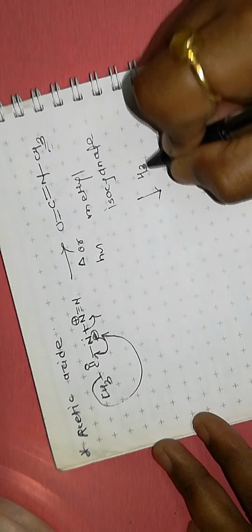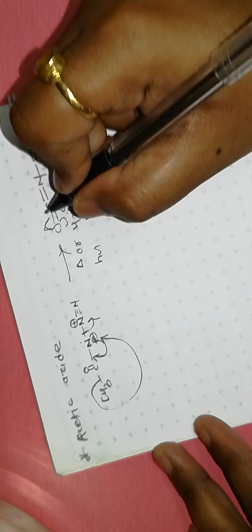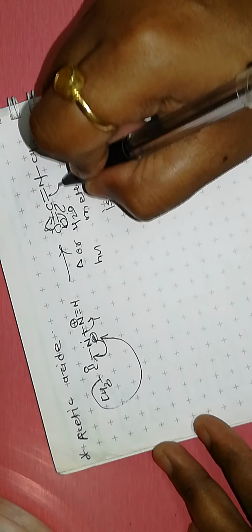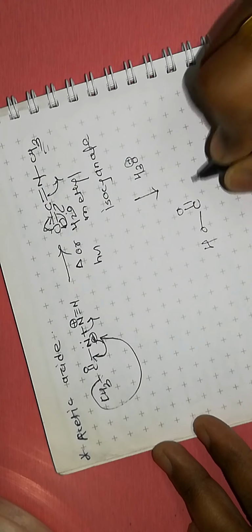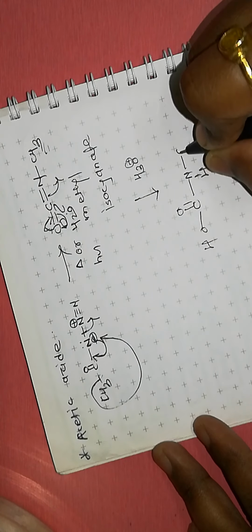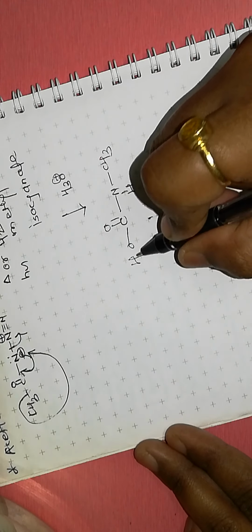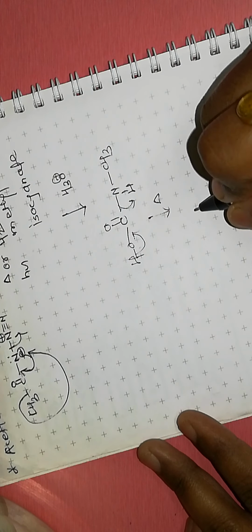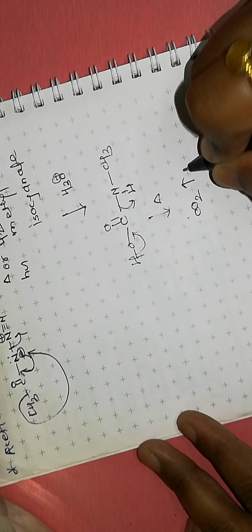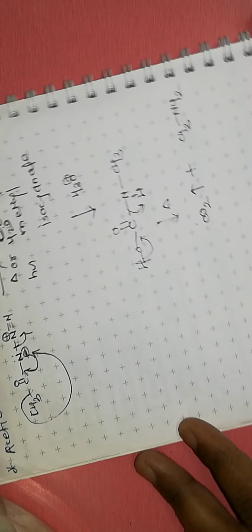Then after acid hydrolysis, water attacks this carbonyl carbon. This nitrogen takes a proton from acid, and we get NHCH3. Then under heating condition, decarboxylation takes place. This bond takes this proton, and we get the byproduct CO2, and the product is methylamine.